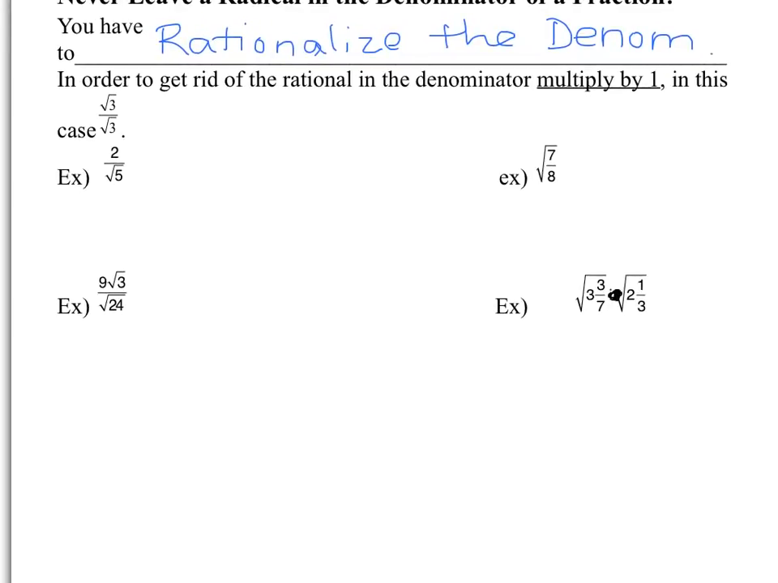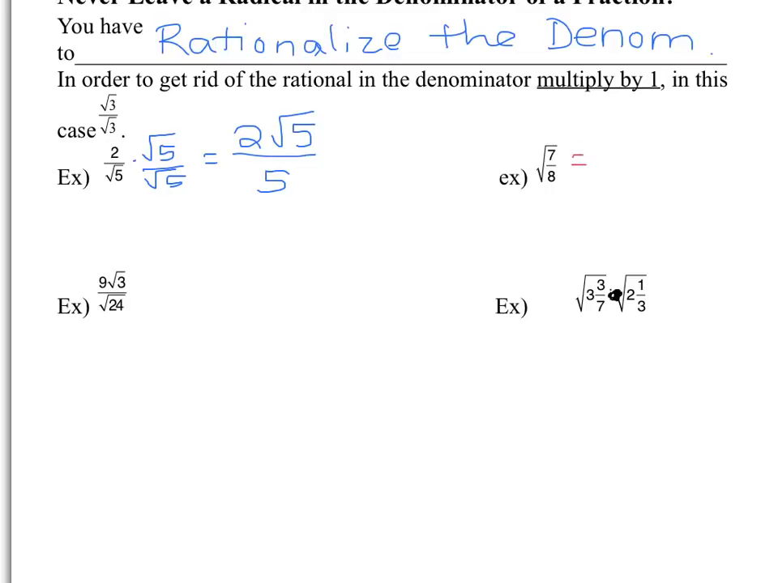Now let's try another one together, and then you try. So 2 divided by root 5. I look at it, and root 5 can't go into a whole number, so I'm going to rationalize it. I multiply by root 5 over root 5 and multiply across. 2 times root 5 gives me 2 root 5, and root 5 times root 5 gives me 5. And there, that's a radical in its simplest form. Now I have root 7 all over root 8. Well, this one's a little bit trickier.